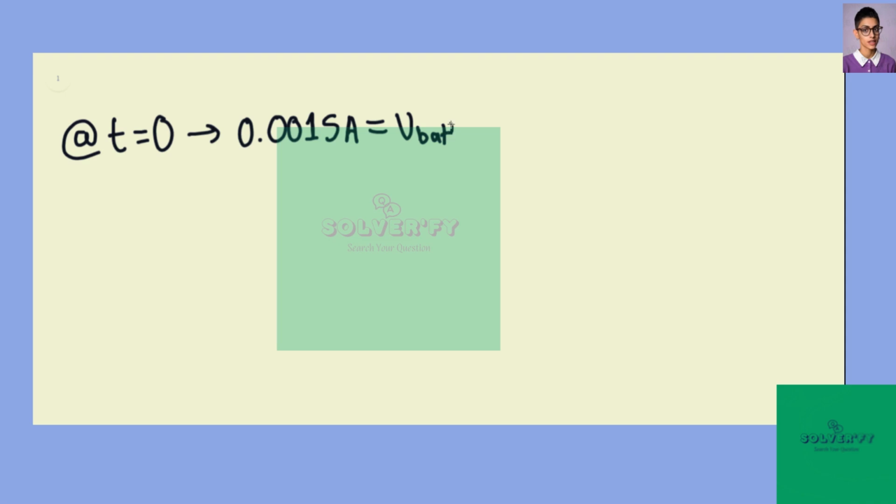We can look at the data from figure 30.37b, and we know that at t equals 0, we have a current of 0.0015 amperes, equaling the voltage of the battery divided by R, the resistance.